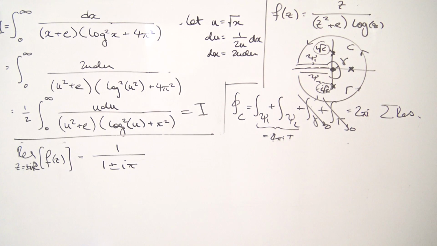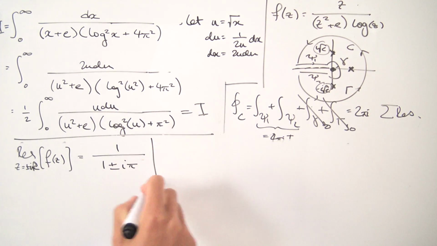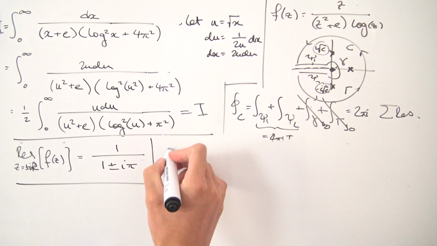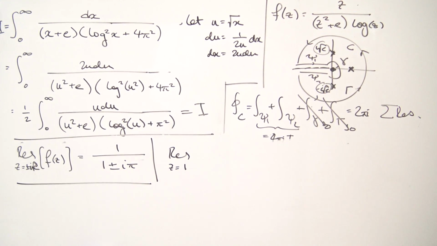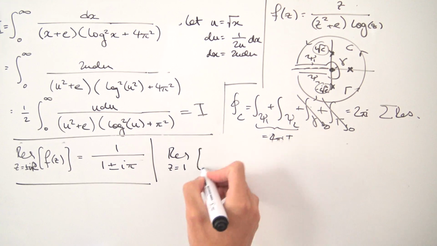Okay, so those are two of the residues done. Let's calculate this very final one here. So that's going to be the residue at z equals 1 of your function, so f of z.